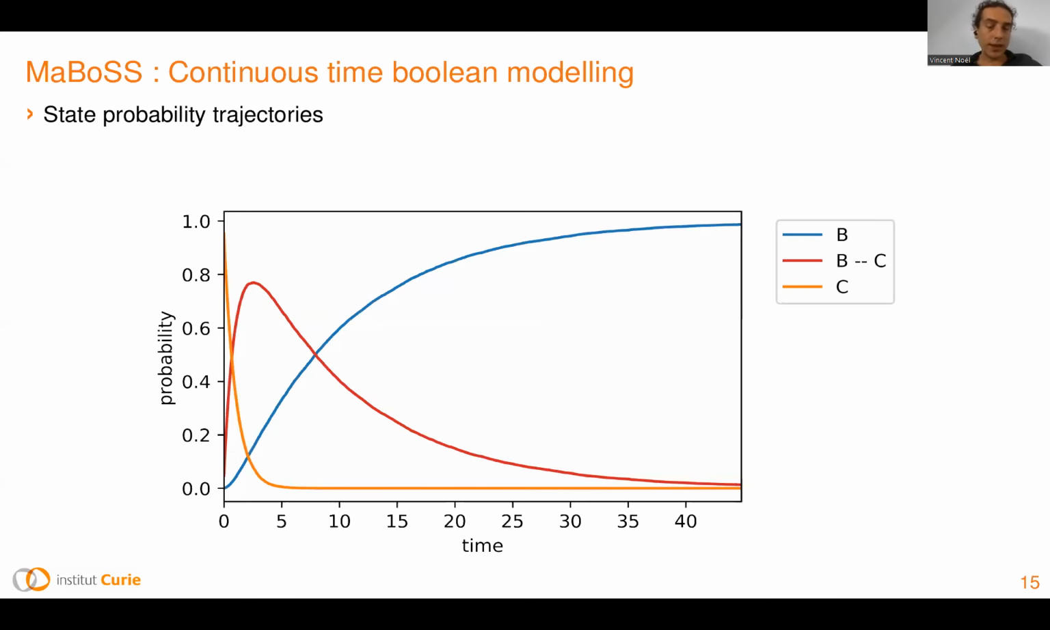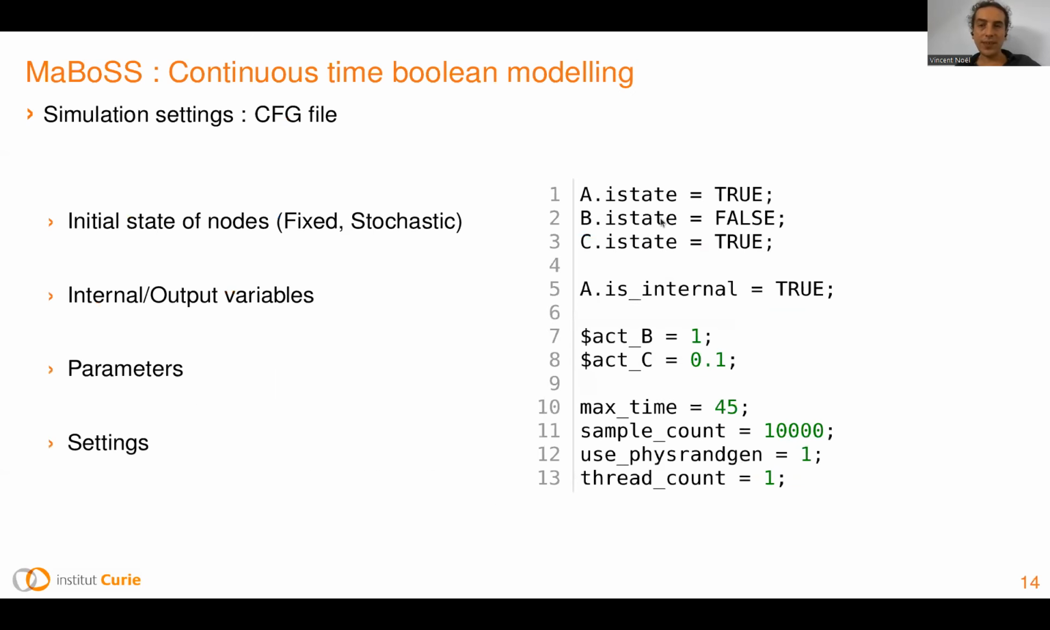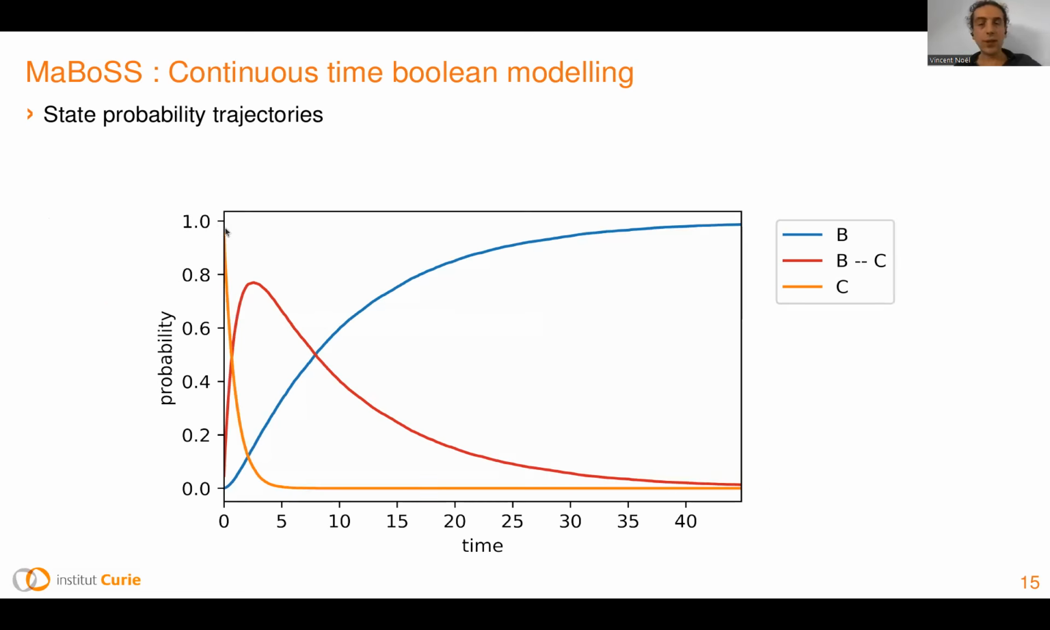So here is one example of the result of a simulation in MaBoSS. So here we can see 3 states. We have 3 different possibilities. Either only the node B is active, or both the node B and the node C are active, or only the node C is active. So remember that we started our simulation with B inactive and C active. So at the beginning, we have probability 1, so 100%, to have only the node C active.